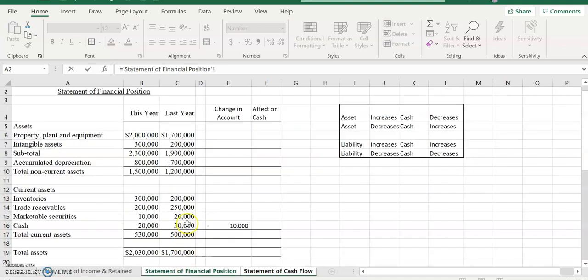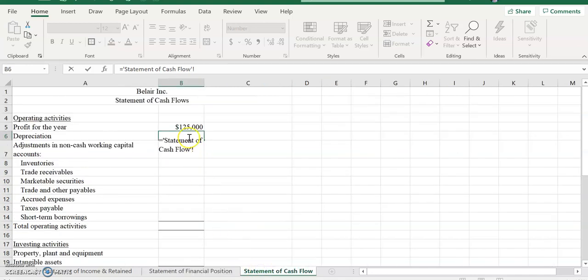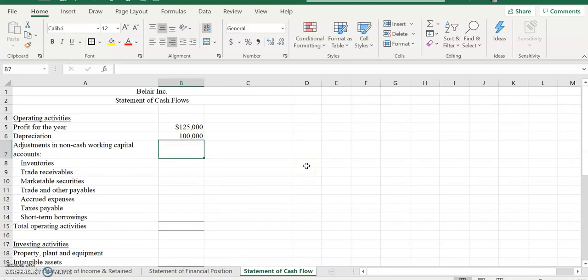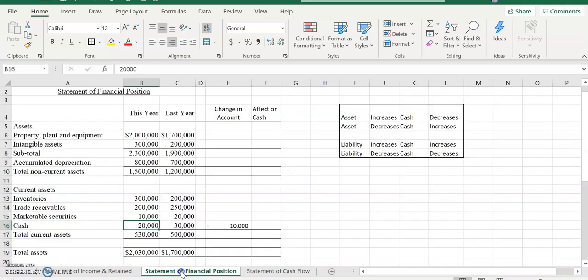Let's go look at our statement of financial position right here, right? Because the accumulated depreciation. So the difference between last year's accumulated depreciation and this year's accumulated depreciation, the way that change happens is because of depreciation expense. So we know that our depreciation expense for the year must have been 100,000. So we'd add back 100,000.